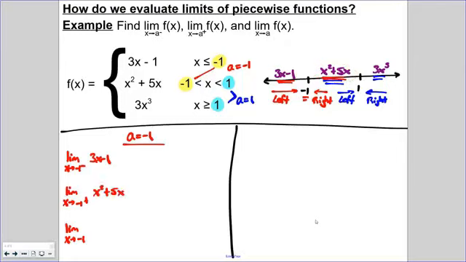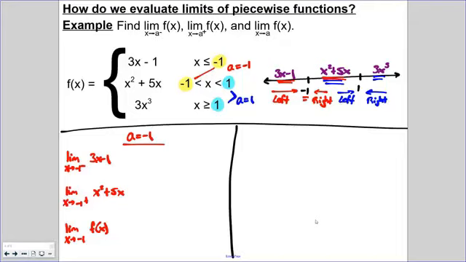Now for the limit as x approaches -1. Since this is a piecewise function, and since we have different expressions coming from both the left and the right, we don't have one single expression to put in here. So when that's the case, we just put f of x. And now we can just go to town and start solving these.